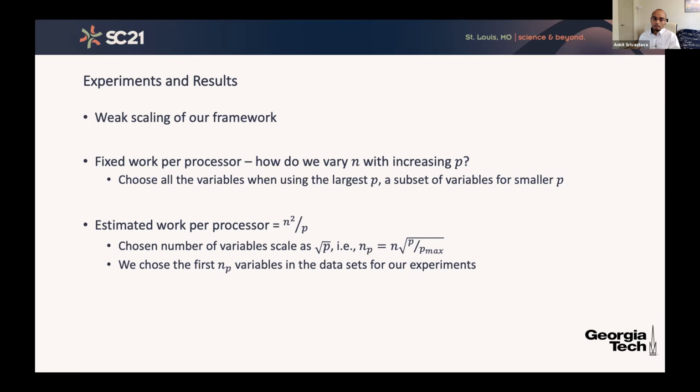And in all our experiments, we chose the first n_p variables. So if it's 100 variables, then we always choose the first 100 variables, because the variables that are chosen shouldn't really matter for these experiments. So it doesn't really matter which variables we choose, but we chose just the first X variables.